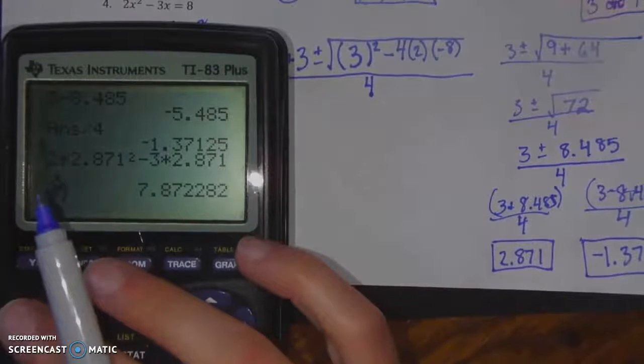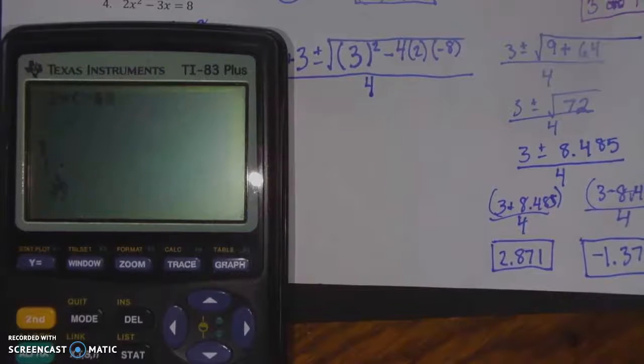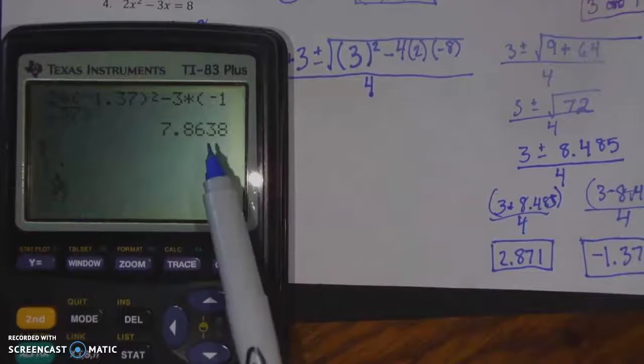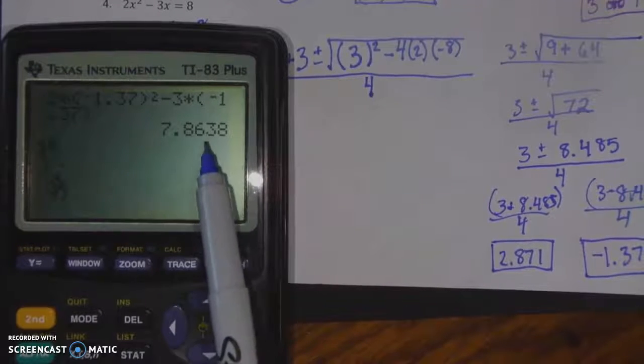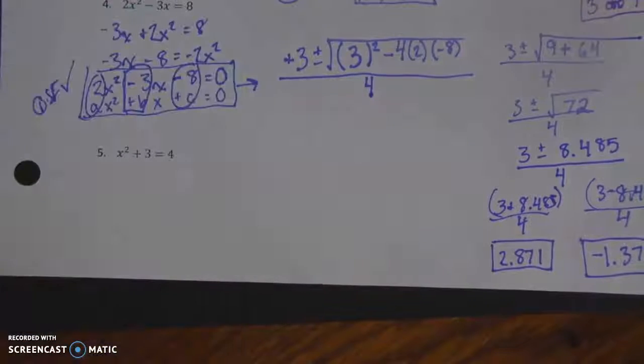Now I'm going to do the same thing, only with my negative, and I'm going to use parentheses every time I type in the negative number because you want to make sure that it doesn't lose that negative, okay? So I have this, it's squared minus 3 times, and again I'm going to use parentheses because I don't want it to lose that negative. And does that equal 8? Well, it equals something really, really close to 8, so that means I am probably correct. In fact, I am.